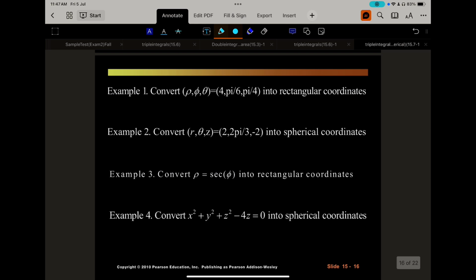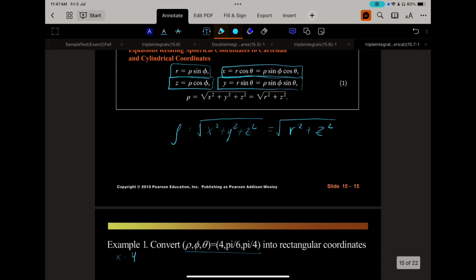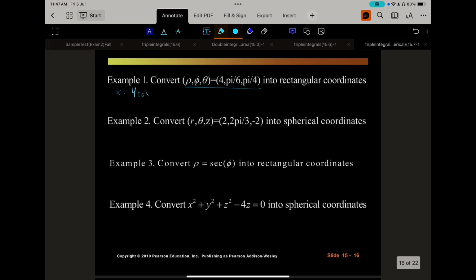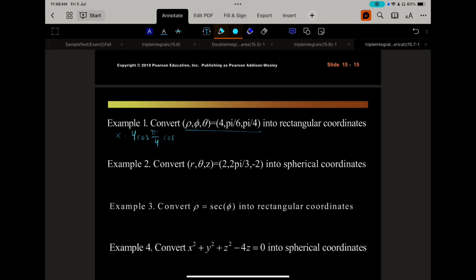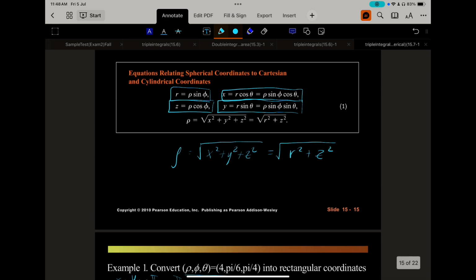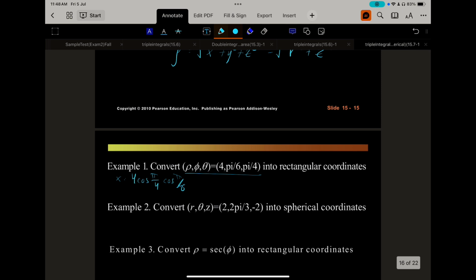So we want to convert from spherical to rectangular. We want to find x, so x is basically rho, so 4, and then of course cosine theta, so cosine pi over 4, times sine phi, sine of pi over 6. Now this will give us x equals 4 cosine of pi over 4, so pi over 4 is 45 degrees, sine of pi over 6. Now root 2.